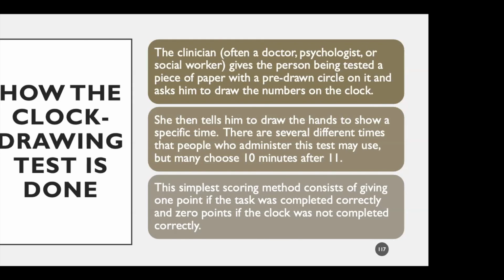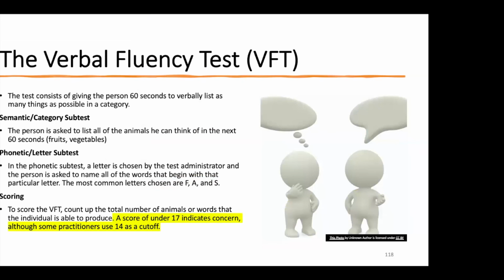And then we also, next slide, we also do something called the verbal fluency test. Again, you ask the person to give a list of animals in 60 seconds, or words beginning with the letter A, for example. Your hope is that they're able to give more than 17 such words or animals in 60 seconds. Anything below that, cutoff is 14, would indicate that they have some kind of a cognitive problem and should be tested further.